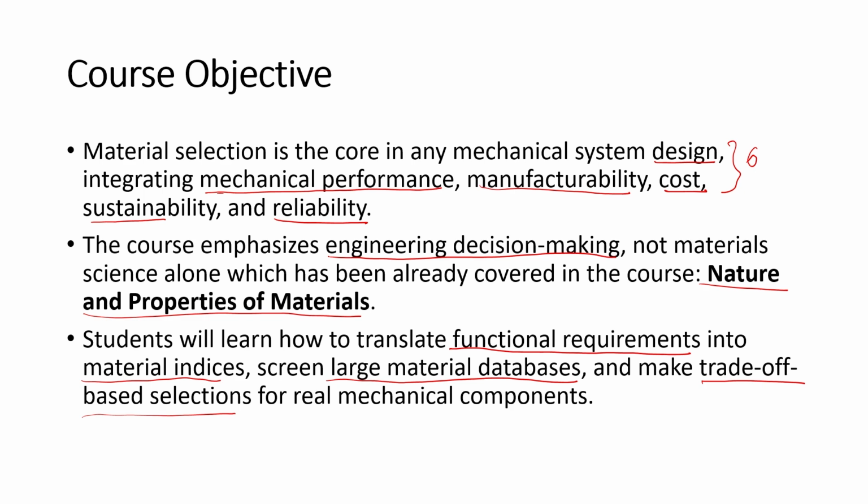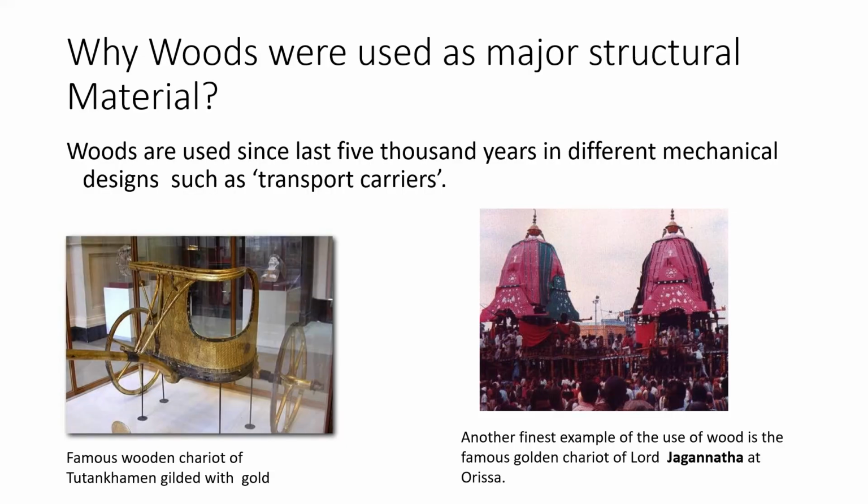Now, I will briefly describe the impact of such a course. You see, for example, wood. Wood is a material that has been used for thousands of years. Think of the famous wooden chariot of Tutankhamen, gilded with gold. That is a transportation system. Why was wood used in such a transportation system 5,000 years ago?